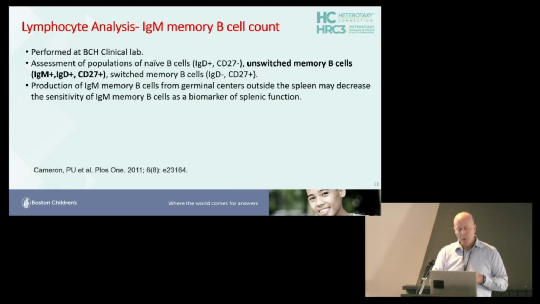At Children's Hospital, we are quantitating the different B cell populations, including naive B cells, the IgM memory B cells, as well as switched memory B cells. And this is also a fairly straightforward assay that we have at our disposal and helps us in managing these patients. The IgM memory B cells, though, I will mention that they can develop in lymph nodes, so it may not be quite as sensitive as the pit count, but typically patients who are asplenic will have markedly decreased population of IgM positive memory B cells.